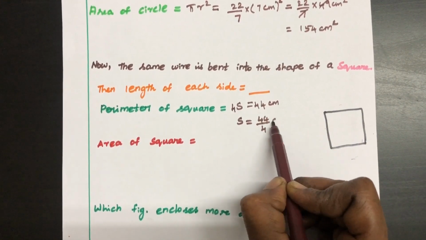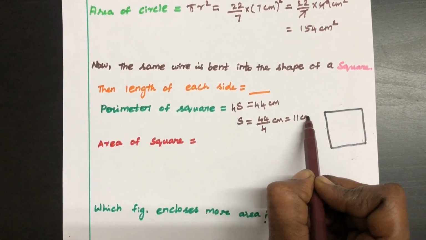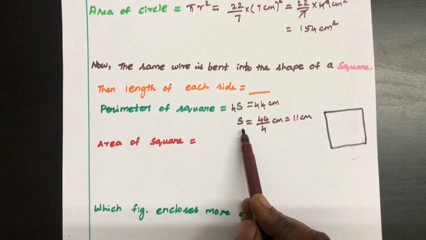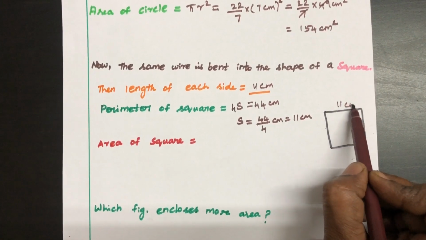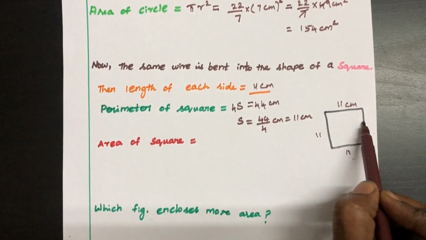44 divided by 4 centimeter is equal to 11 centimeter. So the length of each side is 11 centimeter. See, all the sides become 11 centimeter.